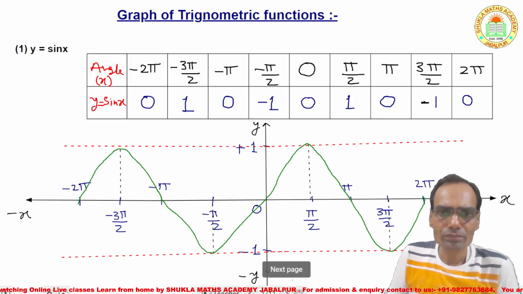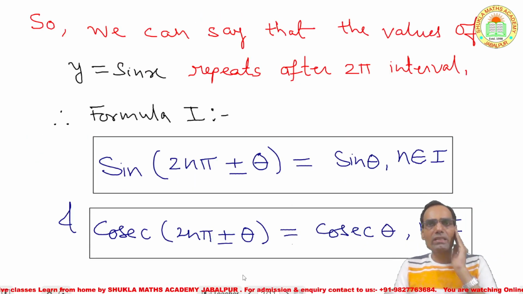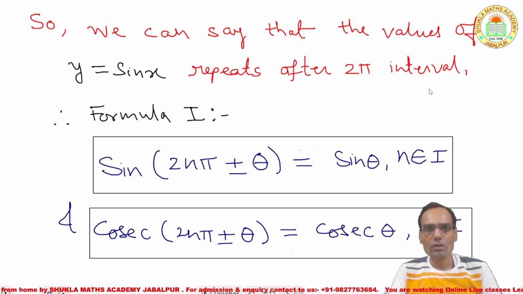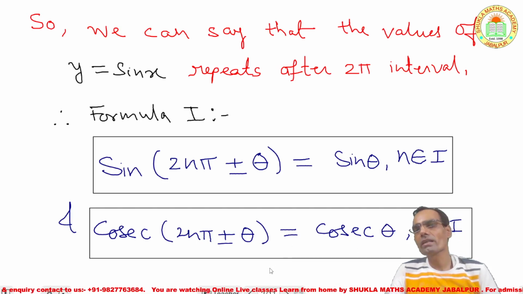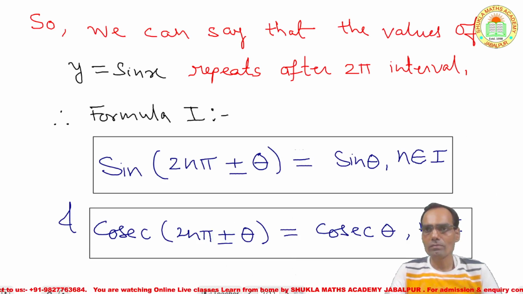Now see that the formula is that, so we can say that the values of y equal to sin x repeat after 2 pi interval. So the formula is first here: sin(2n pi ± theta) equal to sin theta, where n belongs to I, I is any integer, right? Similarly, the formula is true for cosec(2n pi ± theta) equal to cosec theta, because cosec is the reciprocal of the sine. So both the formulas are correct, right?